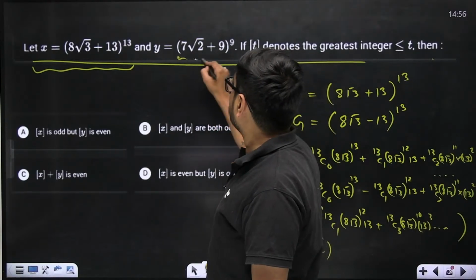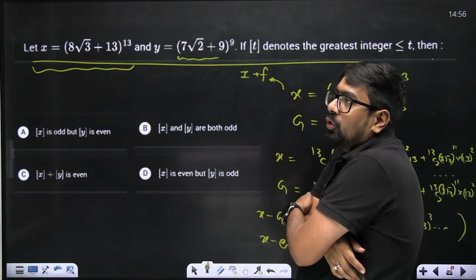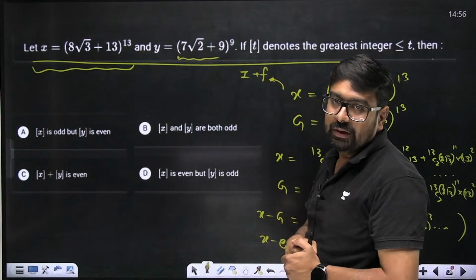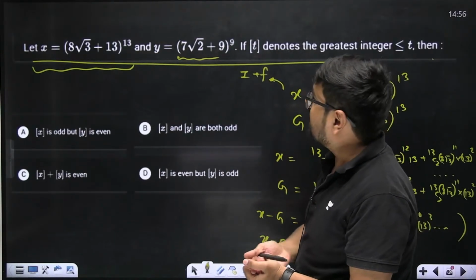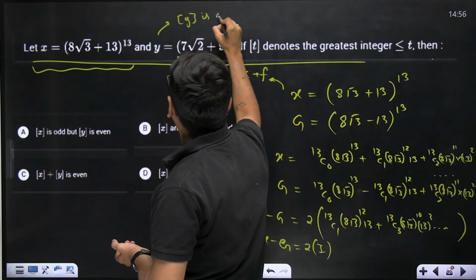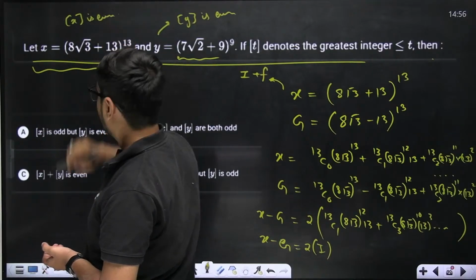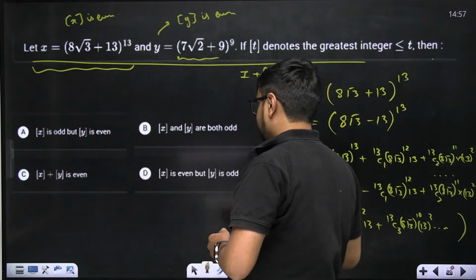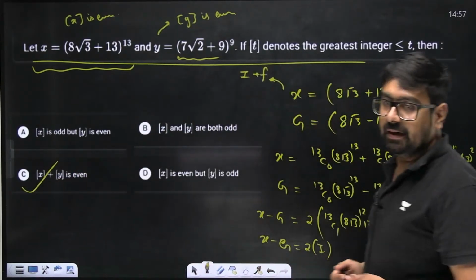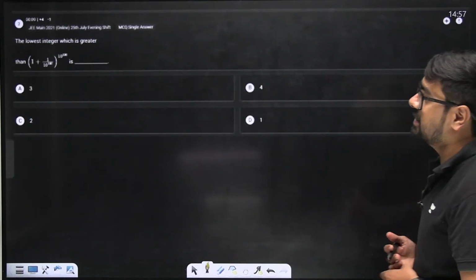Similarly, here also 7 root 2 is greater than 9. 49 into 2 is 98, and 9 nines are 81, so this is greater. We'll have to do x minus g. x minus g will give us an integer. That means y is also even, and the integer part of x is also even. Which option will be correct? This option. Even plus even will be even. This is how you have to solve the fractional and integer part questions. Very important.